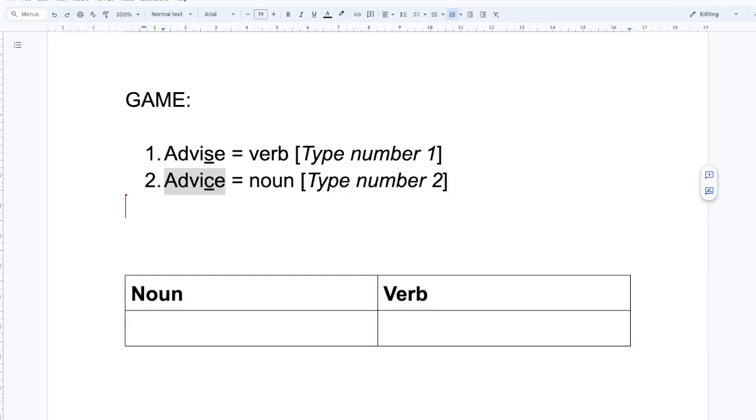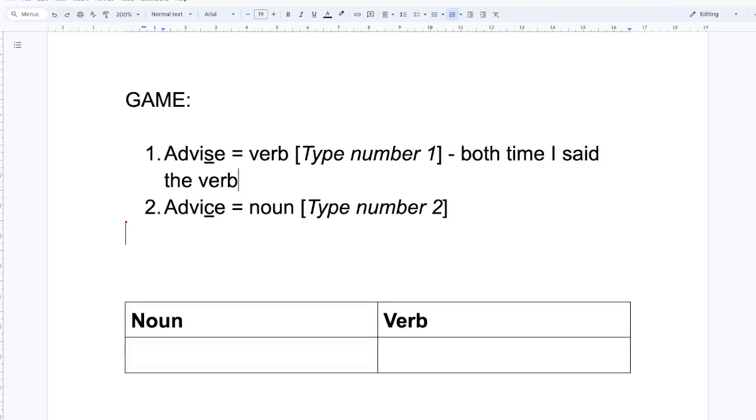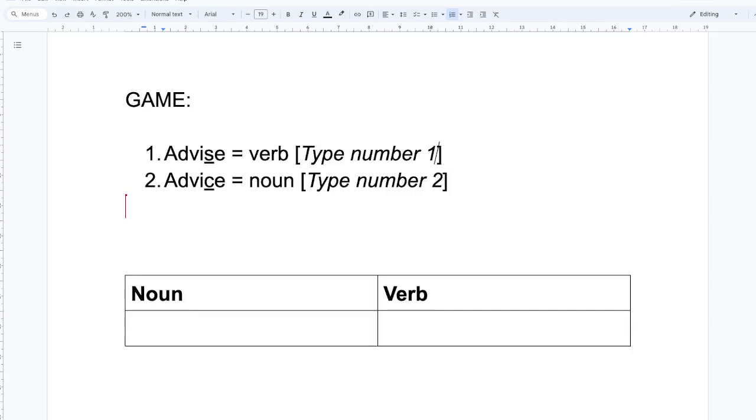So, the answer. I said this one again, right? Both times I said the verb. Now, what's the difference? Can anyone tell me what sound we have at the end for the verb? Is it S or Z? Type in the chat if you think you heard me say it. You should be able to identify this. Did I say the Z sound or the S sound?